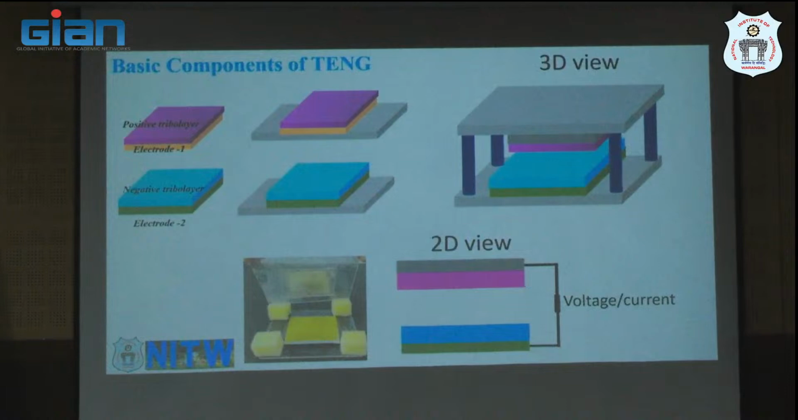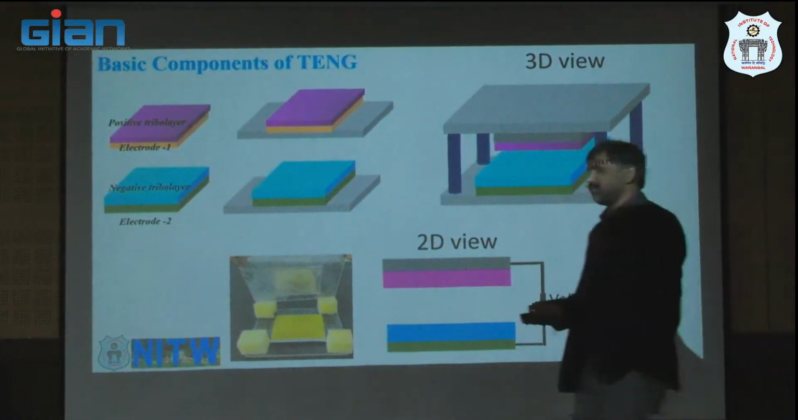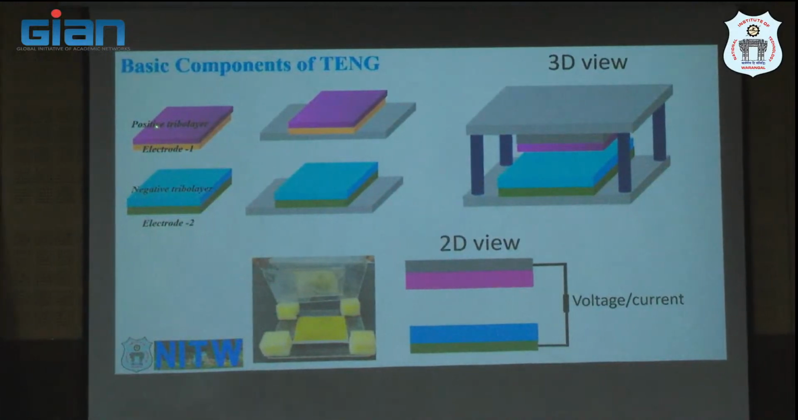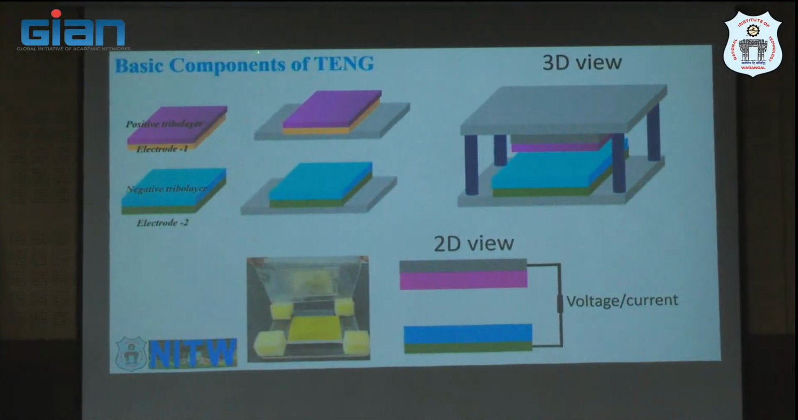Now let's start with what are the components of the triboelectric nanogenerator. As I said, if you want to make a triboelectric nanogenerator, you need two layers. One is a positive triboelectric layer, the other one is a negative triboelectric layer. You can name it the other way around. Typically you need two arbitrary layers. One is supposed to give electrons, one is supposed to accept the electrons.